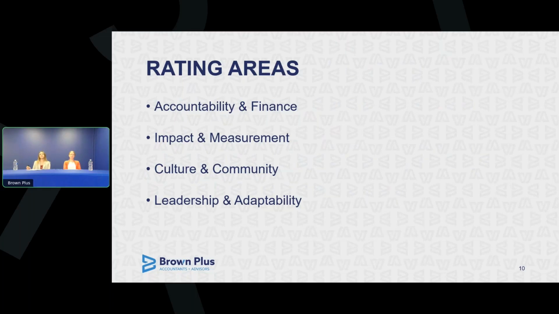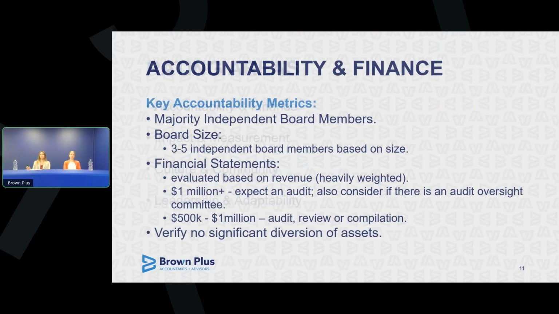So it's important to be aware that this is happening, like I said, whether or not you ask them to. And it's very Googleable, if that's a word. So it's important to keep that front of mind if you're a nonprofit organization. There are 3 other areas that they'll look at: impact and measurement, culture and community, as well as leadership and adaptability. And those 3 items are self-reporting. So if you don't contact them to list those items, they will not.